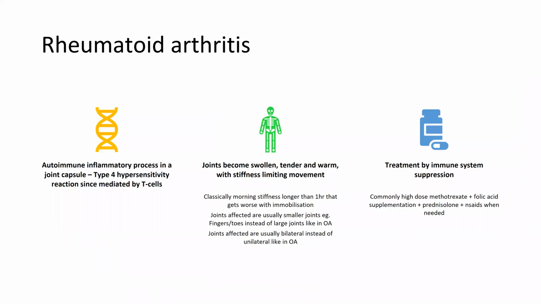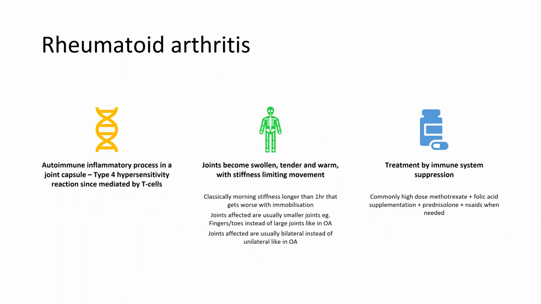Okay, rheumatoid arthritis, that's another thing that really impacts on your toes as well. It's an autoimmune inflammatory process which affects your joint capsules mainly, and it's a type 4 hypersensitivity reaction mediated by T cells. Again, that's a really complicated lecture that we don't really have time to go into right now, but pretty much just know that it's an autoimmune condition, and it causes your joints to become swollen, tender, and warm with stiffness and limiting movement.